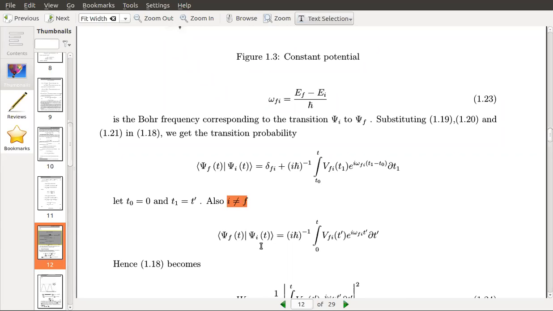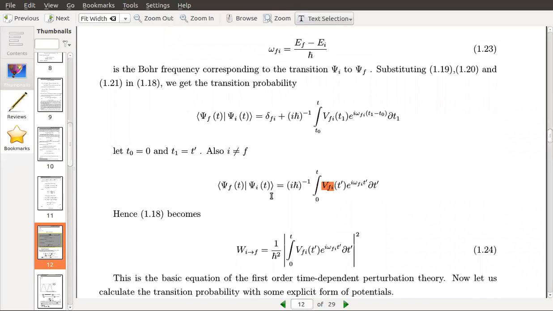So you can write ⟨ψ_F(t)|ψ_I(t)⟩ equal to, since I and F are always different, the Kronecker delta becomes 0, plus ħ⁻¹ integral from 0 to t of V_FI(t') e to the power of iω_FI t' dt'.